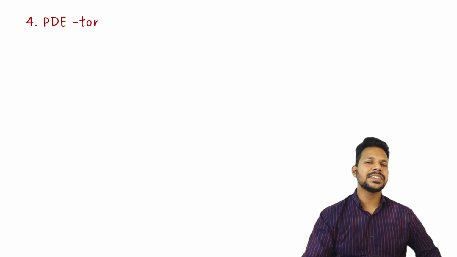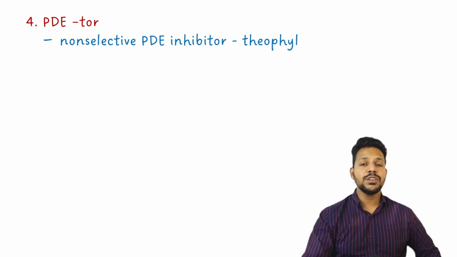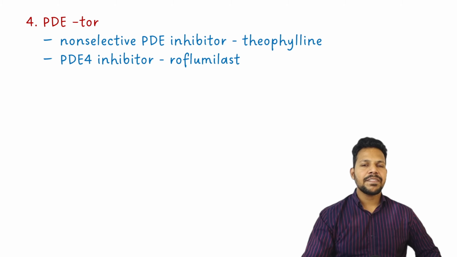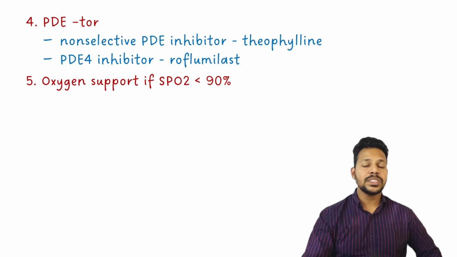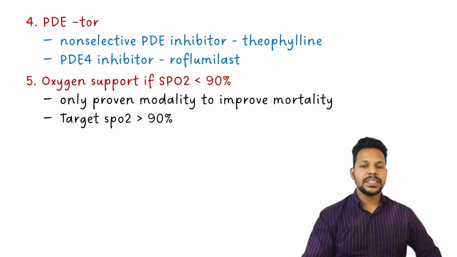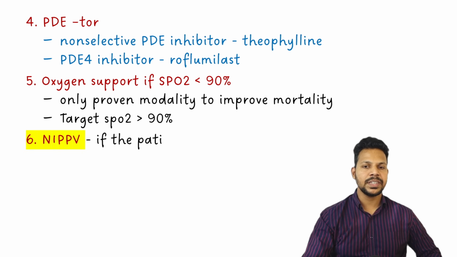Then we have the phosphodiesterase inhibitors. We have a non-selective phosphodiesterase inhibitor, which is theophylline, and a selective phosphodiesterase 4 inhibitor, which is roflumilast. Then, if the patient is having hypoxemia, oxygen support should be given if SpO2 is less than 90%, and oxygen support is the only modality that has been shown to have mortality benefit. And the target SpO2 should be maintained at a level of at least 90%. If the patient is in type 2 respiratory failure or respiratory acidosis because of reduced ventilation or hypoventilation, you can administer non-invasive positive pressure ventilation for that patient for carbon dioxide washing out.